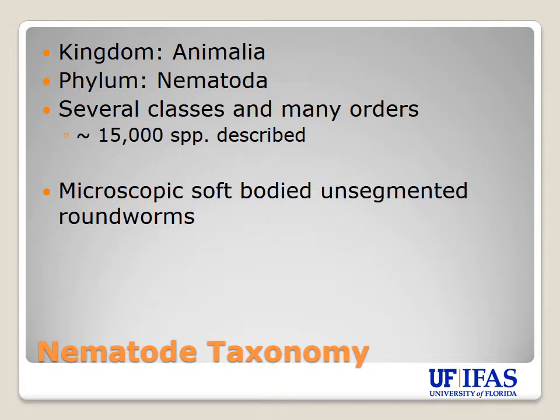Nematodes make up an entire phylum of the animal kingdom. There's several different classes and many different orders of nematodes. There's about 15,000 different species described, but it's one of those organisms that's not very well studied, and scientists believe that there may be as many as 1 million different species, many of which we haven't discovered or described yet. Basically, what they are is microscopic, soft-bodied, unsegmented roundworms. Now, not all of them are microscopic. Some of them are a little bit larger, but most of the ones that we're going to deal with that are plant pests are microscopic.